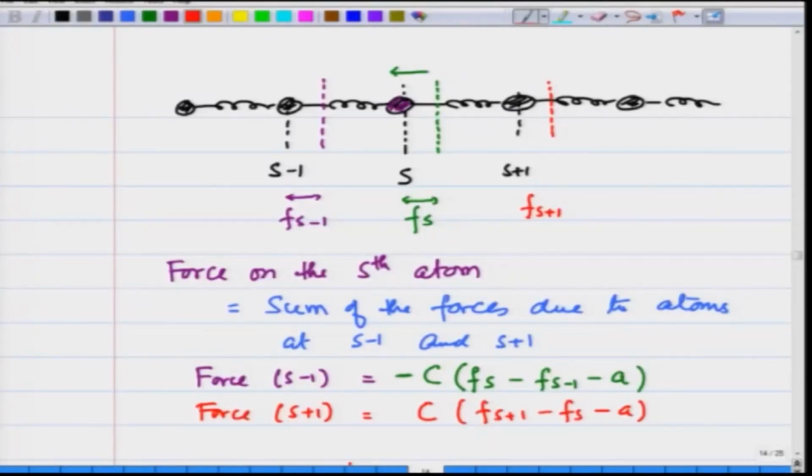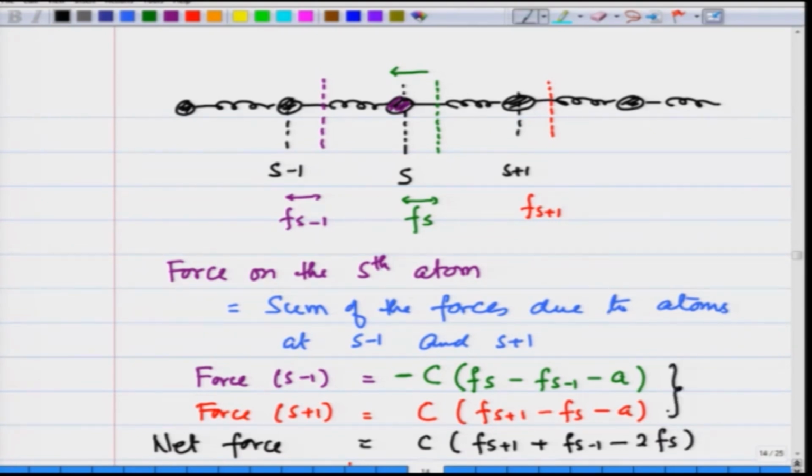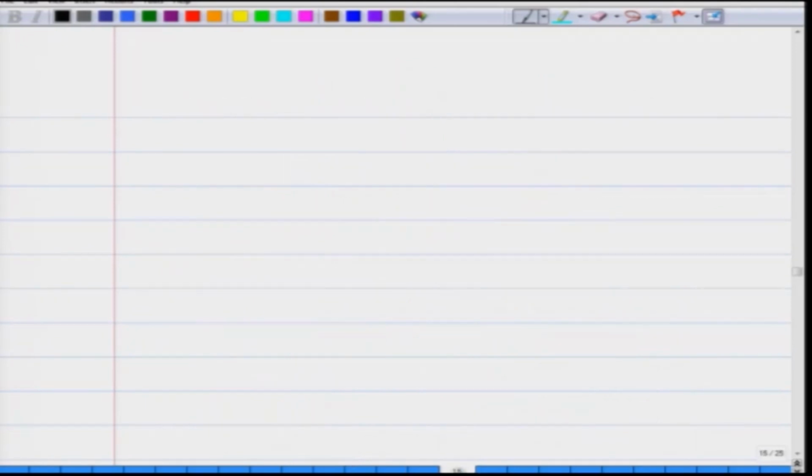Now, let us add the two and see what the net force is. The net force will be the sum of these two, and what do you get? You get C times f_{s+1} plus f_{s-1} minus 2 f_s. Net force is the sum of these two. I have added these two, and this is the force we get. So, let us see what we have got.